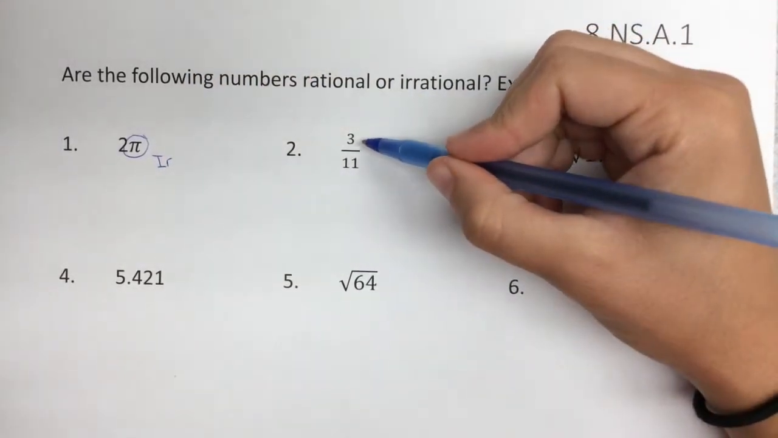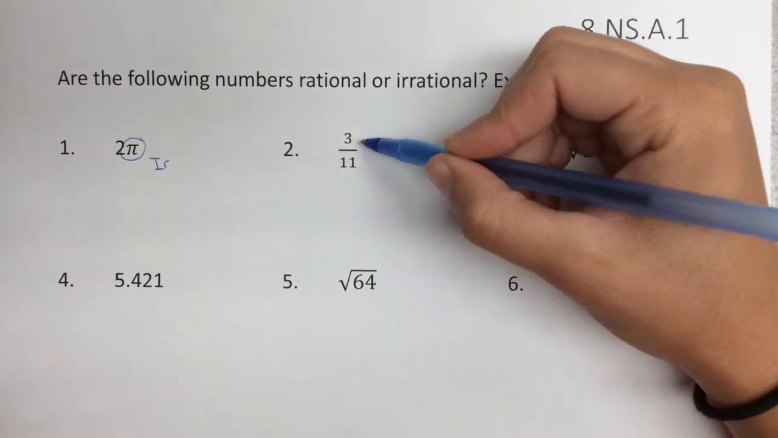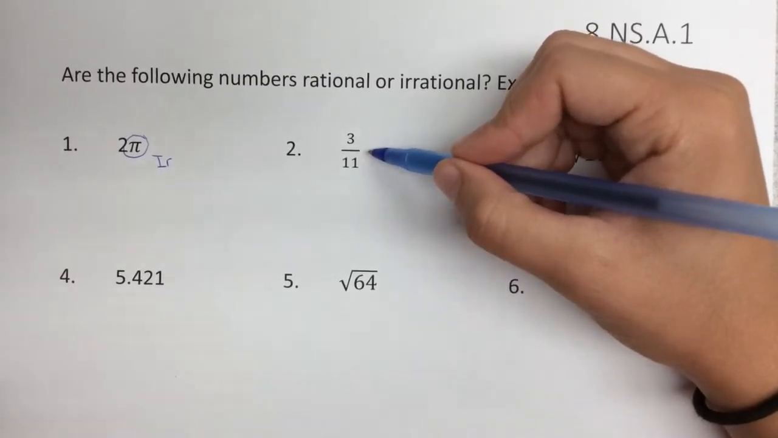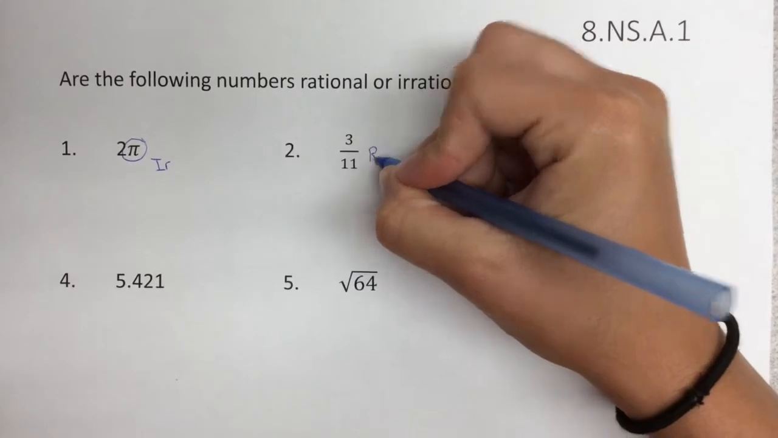For number 2, we have the fraction 3/11. This is a ratio, and by definition, this means this has to be a rational number.